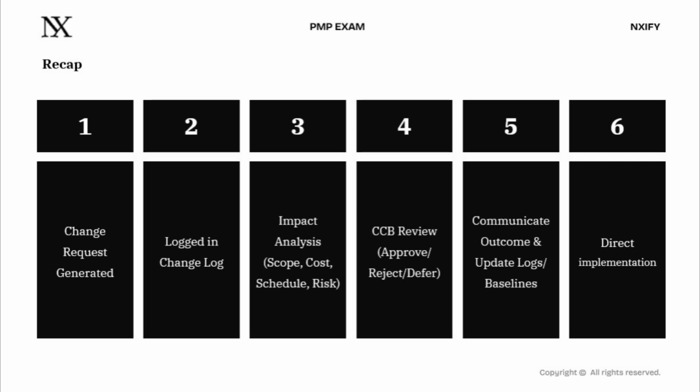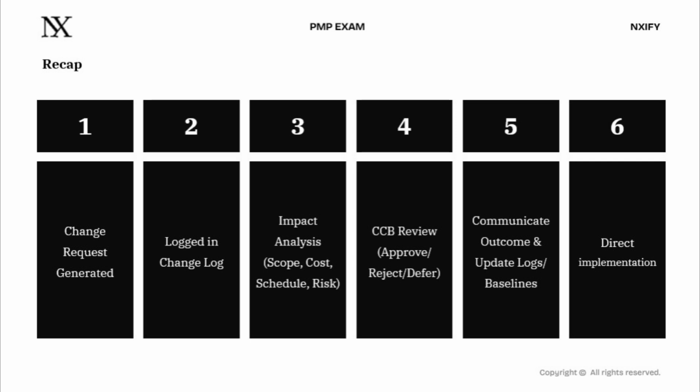How much will this change the budget? How many days does it add to the timeline? What risks does it introduce? This is the evidence the CCB needs to make an informed decision. And this is exactly why option C was wrong. It belongs here, not after approval.